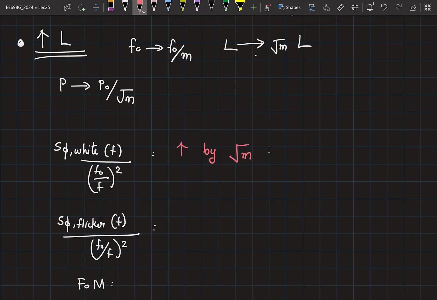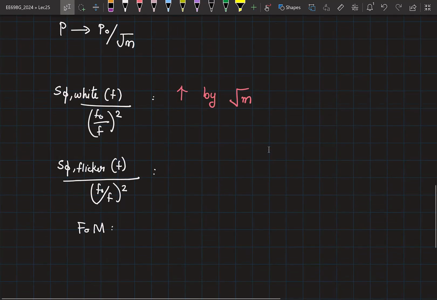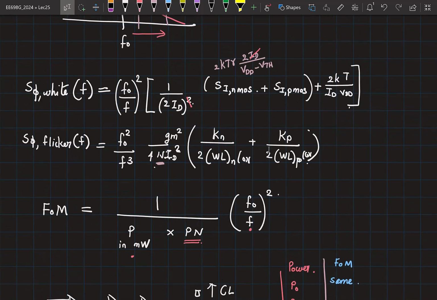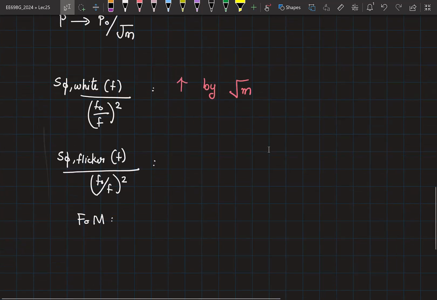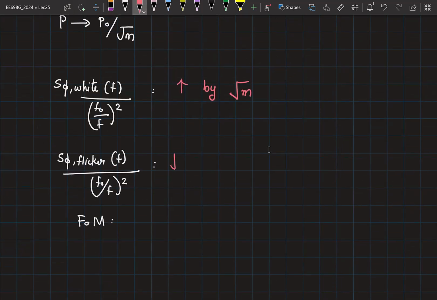What about S5 flicker? Why does it increase by root M? So that GM and ID will cancel. So GM and ID square will cancel, right? It decreases by root M. Is that clear to everyone? Because you have the length here, right? This is that process dependent coefficient in the flicker noise. The flicker noise expression is k by WLCOX into 1 by f. So this is now decreasing by root M.